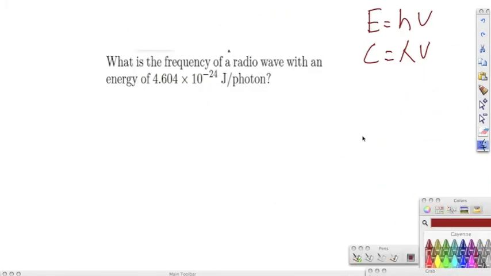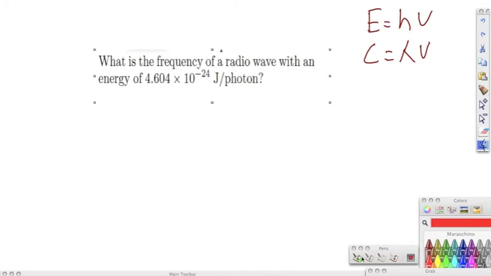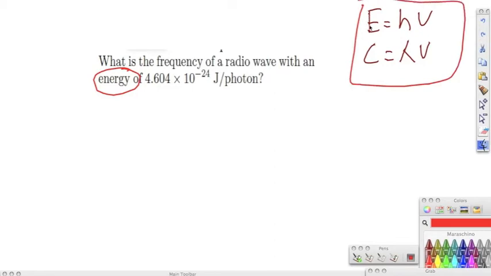Okay, guys, on this one it says, what is the frequency of a radio wave with an energy of 4.604 times 10 to the negative 24th joules per photon? Now, when we're looking at this, it tells us that we have an energy. Anytime it's talking about energy or wavelength or frequency, we're always going to use these two equations, where we have energy equals Planck's constant times frequency, and speed of light equals wavelength times frequency. Remember that wavelength has to be in meters.